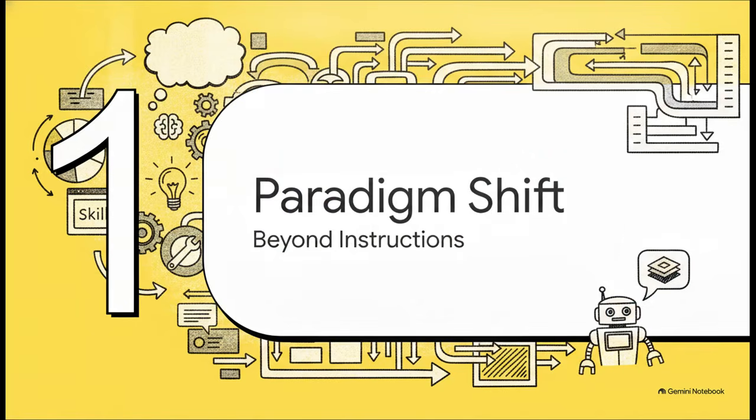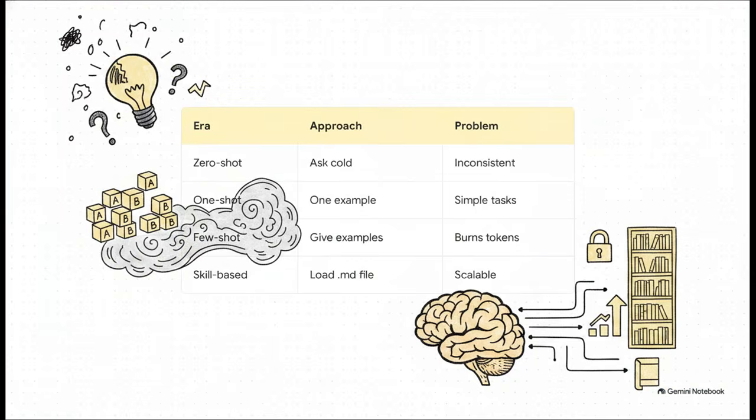Okay, Section 1. The prompting paradigm shift, beyond repetitive instructions. Let's take a quick look at how giving AI instructions has evolved. It's kind of wild to look at the progression here. In the early days, we used what's called zero-shot prompting. That's basically just asking the AI cold, which, as you probably remember, gave us wildly inconsistent results.